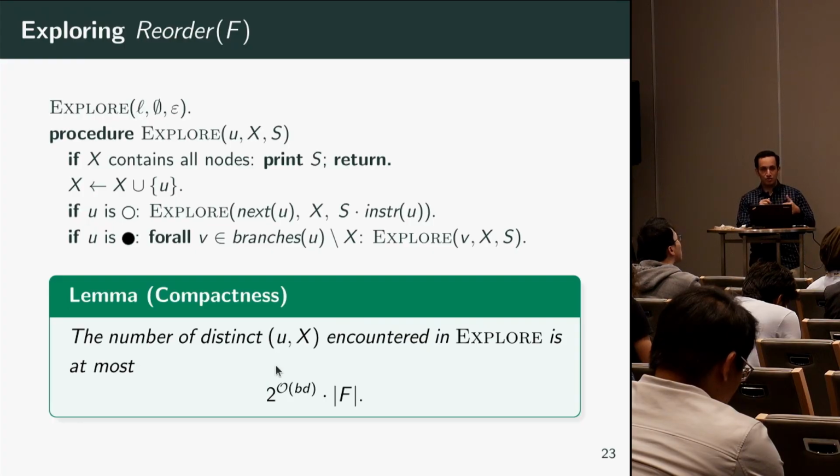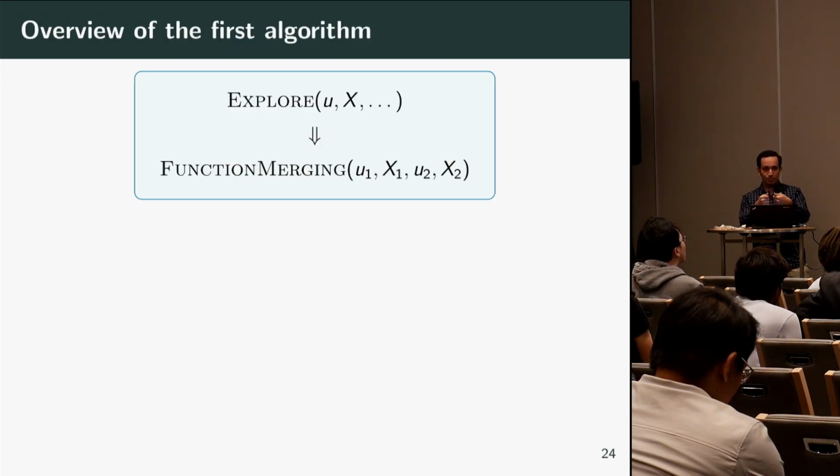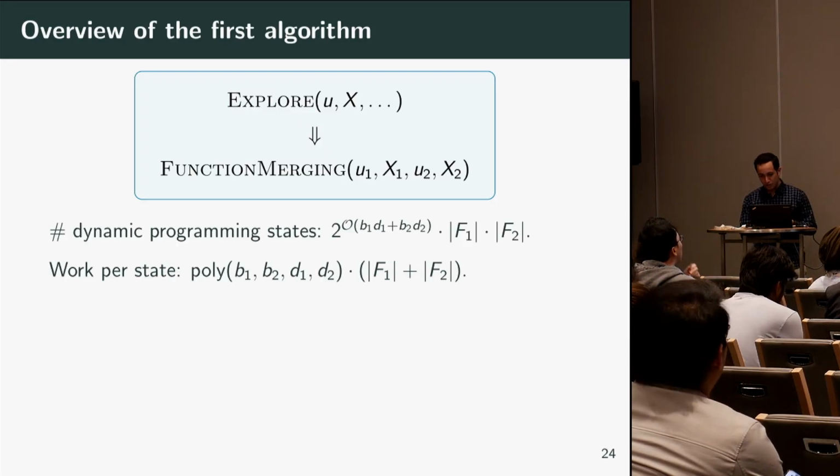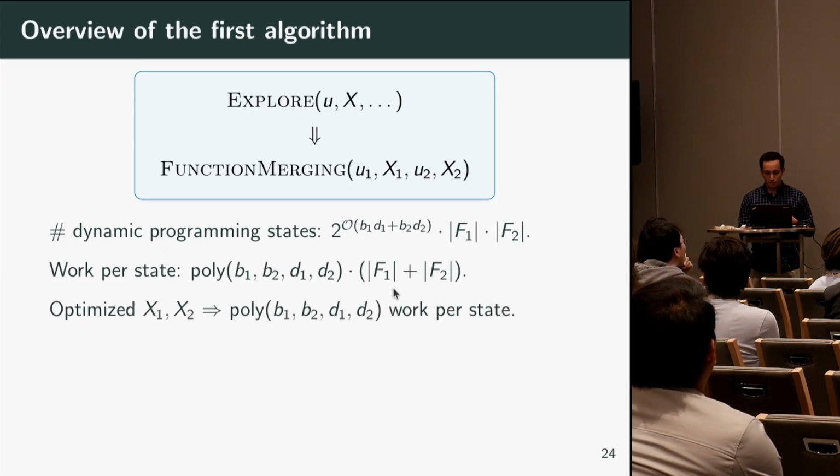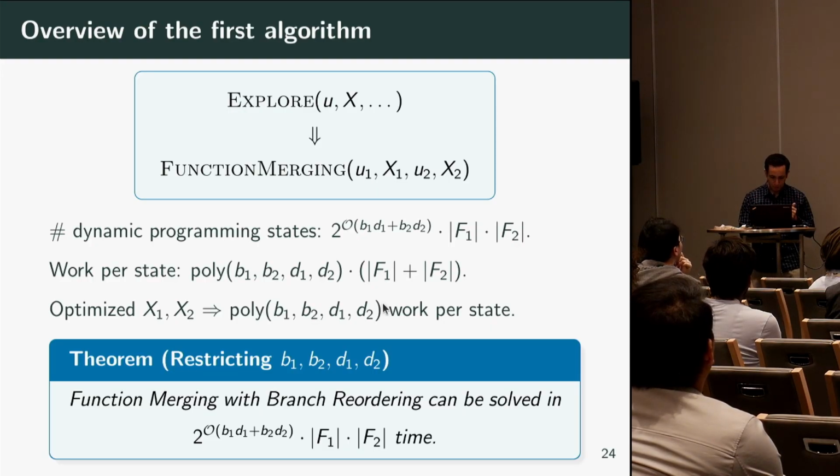So this algorithm on its own is very useful, but it reveals a very crucial insight in that the number of pairs, the node we visit and the set of visited nodes, its size is actually polynomial in the input size and exponential in the parameters. So this is a crucial lemma of our algorithm. I'm not going to prove it, but we use it, and we also extend this algorithm to scan two functions instead of one, and also compute the sequence alignment as it computes. And now we have a dynamic programming algorithm with this many states and this much work per state. We give further optimizations to optimize the work we do at every state, and we have our theorem.